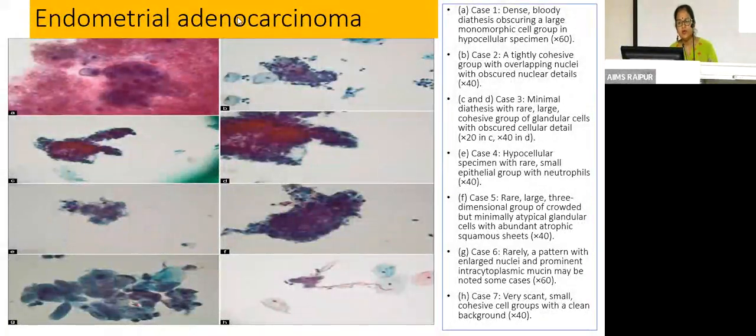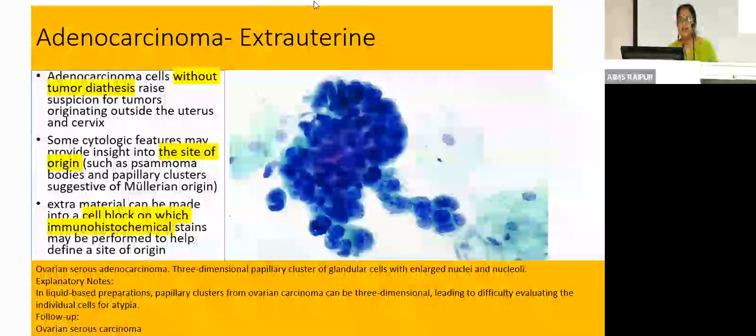Then we have adenocarcinoma extrauterine. Extrauterine means you don't have to leave it at extrauterine. You have to say which site: fallopian tube, ovary, breast, intestine. If you can identify the morphology, name it. These are adenocarcinoma cells. When they are extrauterine, generally there is no tumor diathesis. Then you qualify the site of origin.